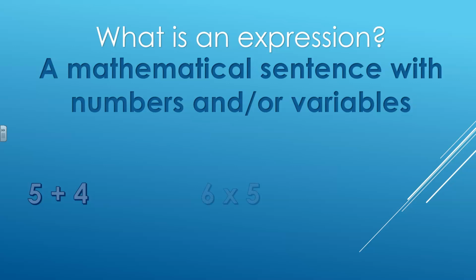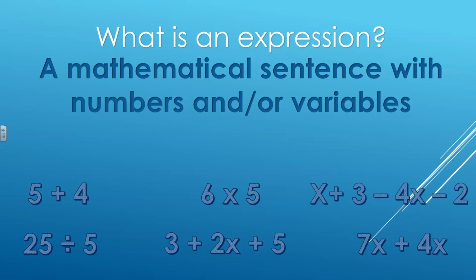So we have two different types of expressions. We have numerical expressions, which would be something that only has numbers mixed in. So 5 plus 4, 6 times 5, 25 divided by 5. Those would be examples of numerical expressions.